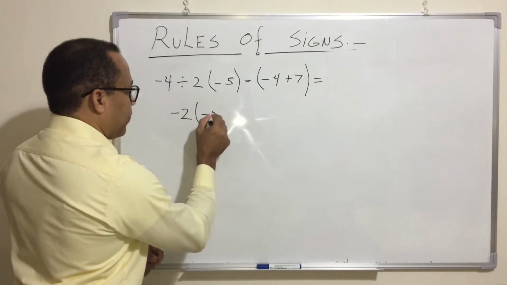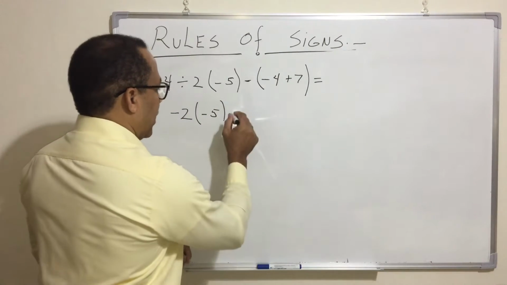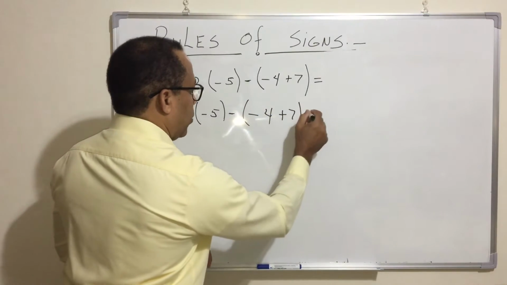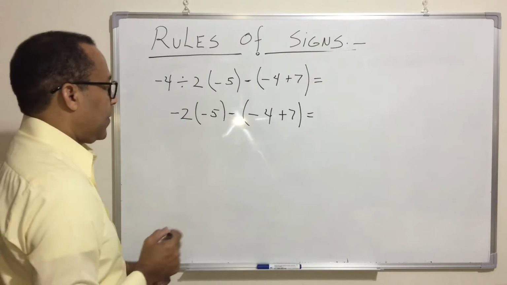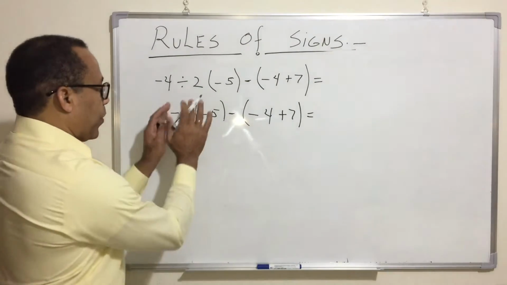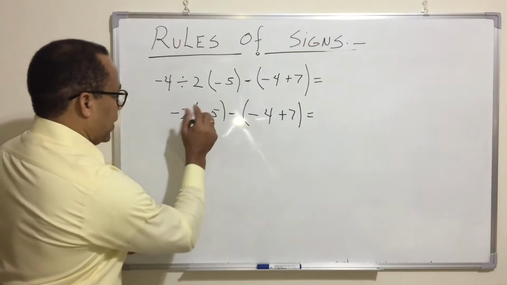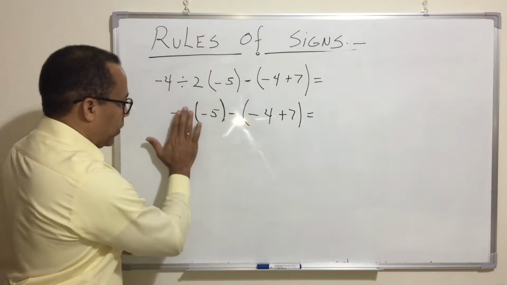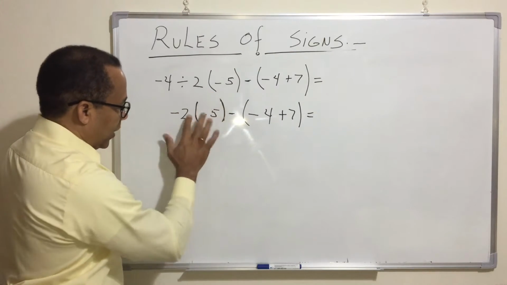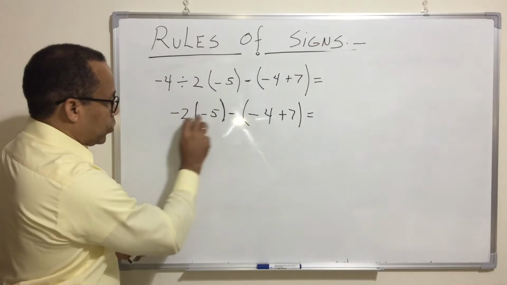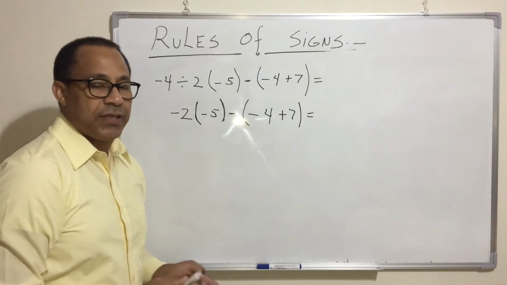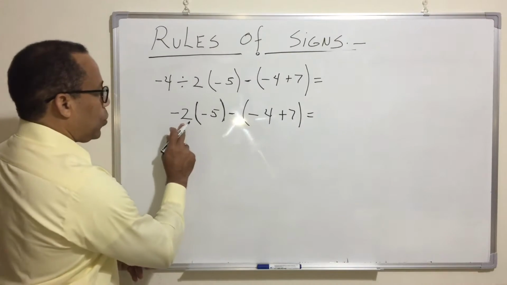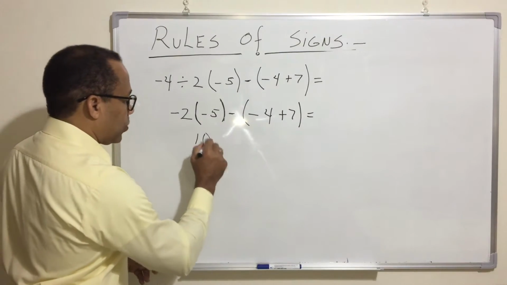Bring down the negative 5, bring down the negative sign, bring down the negative 4, bring down the plus 7, and close the parentheses. And now I'm going to solve these two. What operation are we talking here? This is a multiplication. As you can see, there's no sign between the negative 2 and the parentheses. So it means that these two terms are multiplying. Since they are multiplying, I'm just going to multiply the numbers. 2 times 5 equals to 10.